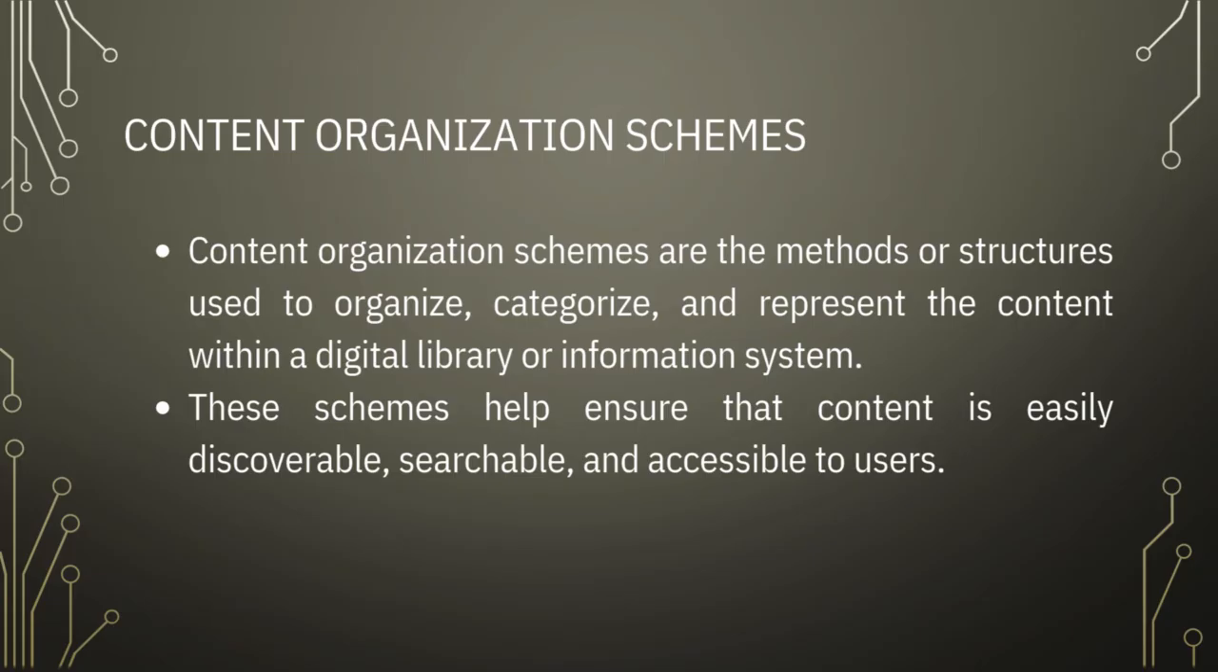Content organization schemes ensure that similar resources are represented in a consistent way, regardless of format or source. In the following slides, we will examine several key types of content organization schemes commonly used in digital libraries, including metadata standards, taxonomies, controlled vocabularies, folksonomies, and ontologies. Each of these plays a distinct role in supporting effective information access.